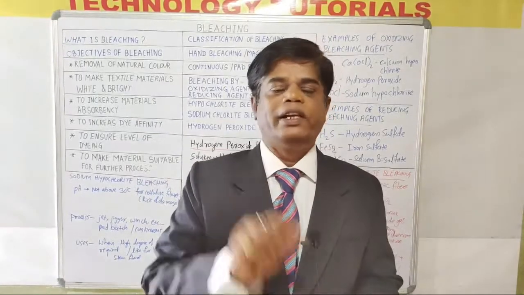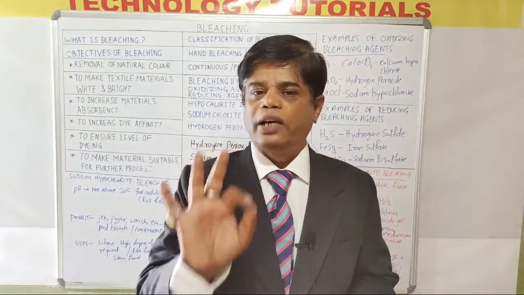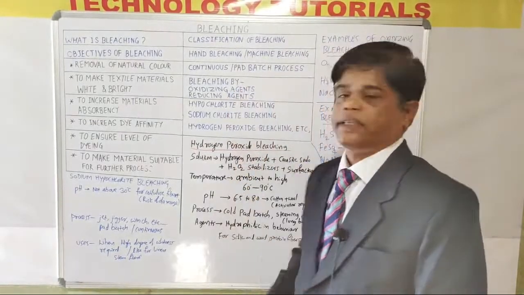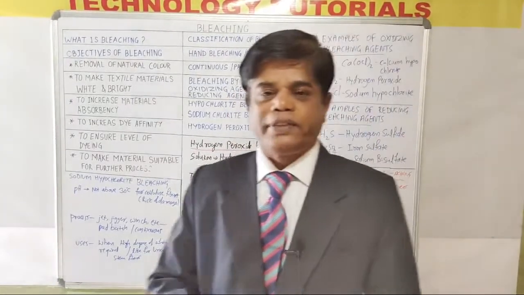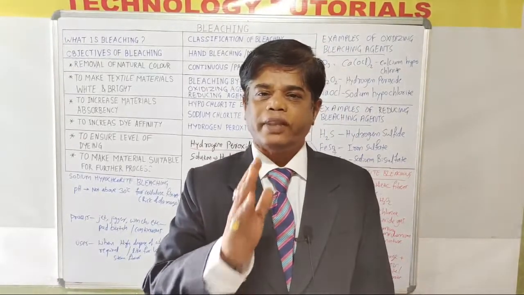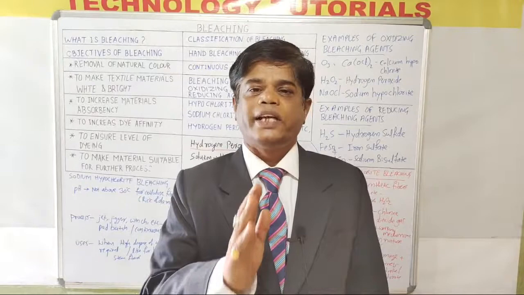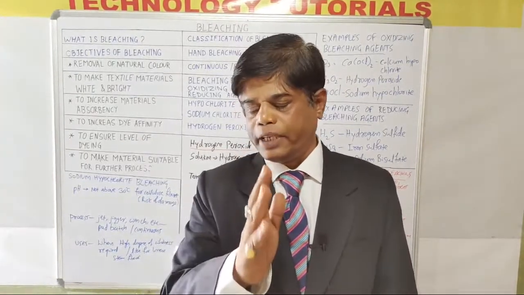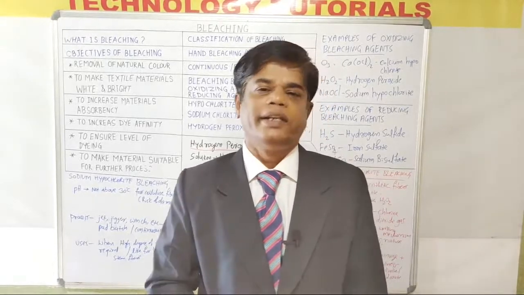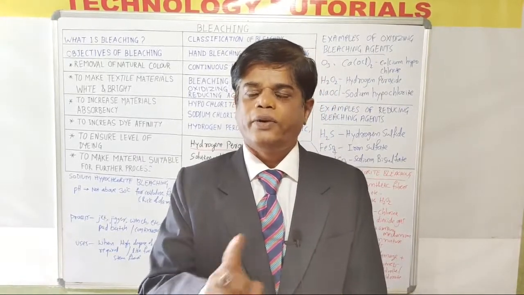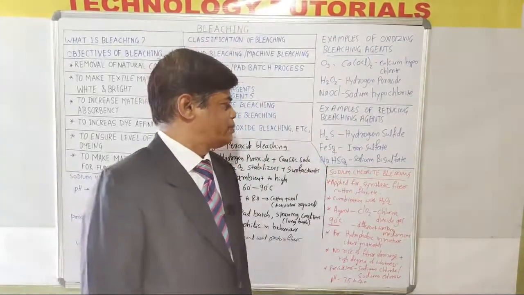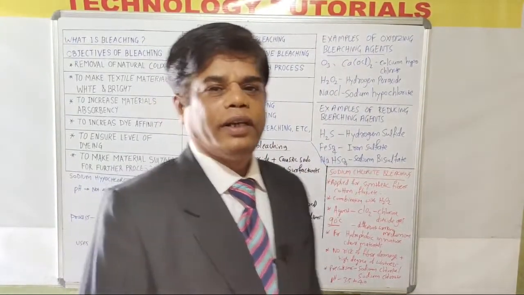If the color to be removed is hydrophilic in nature, then hydrogen peroxide bleaching is best suited. But sometimes, with linen fiber, the natural color of the linen, which is a stem fiber, is hydrophobic in nature. For that, hydrogen peroxide will not help. What is required? Sodium chlorite is used.